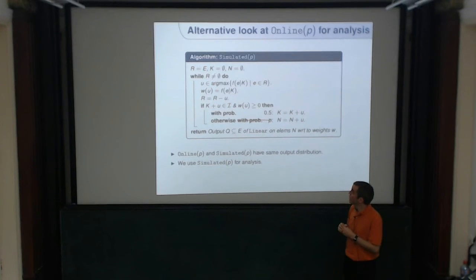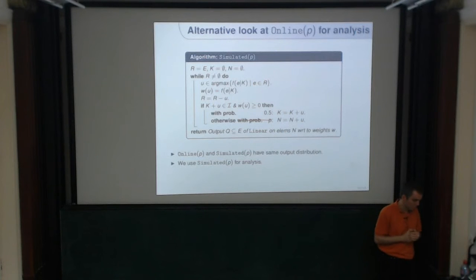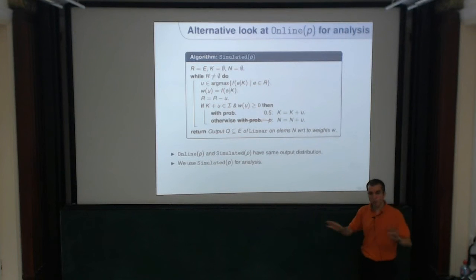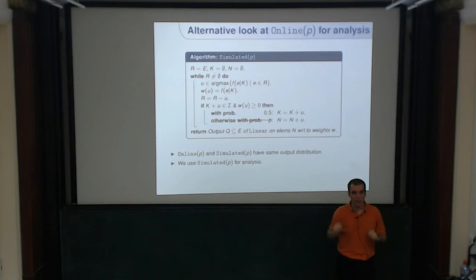So I think of the set K as a set that gets selected by the greedy algorithm, and of N as the set that the linear algorithm will see. So now what I do is, let's run the greedy algorithm at the beginning. Let's assume you just run the greedy algorithm on the full ground set. You look at the element with highest marginal return.